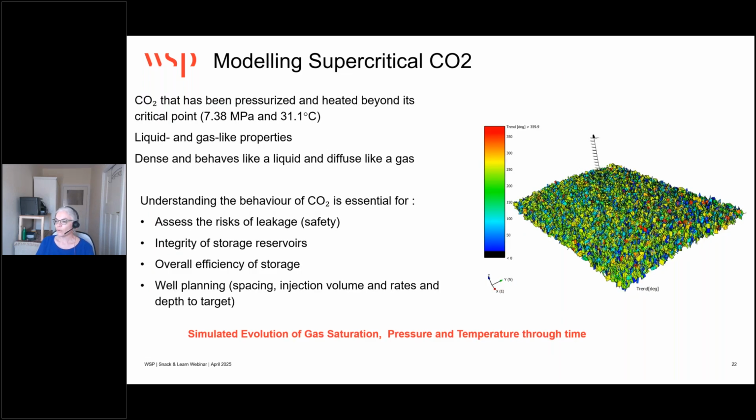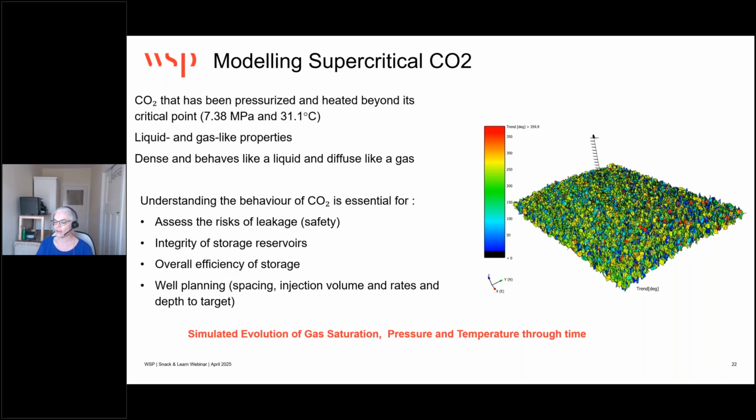One of the most important aspects of CO2 fracture modeling is understanding the supercritical behavior of CO2 in the subsurface. DFN modeling helps assess the risks of leakage, the integrity of storage reservoirs, and the overall efficiency of CO2 storage. Supercritical CO2 is CO2 that's been pressurized and heated beyond its critical point. In this state, CO2 exhibits both liquid and gas-like properties.